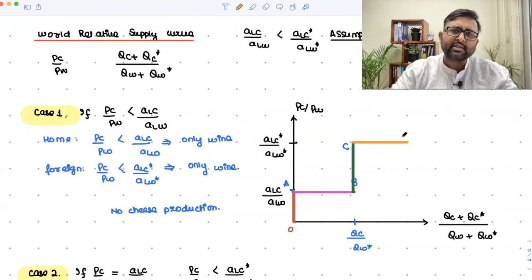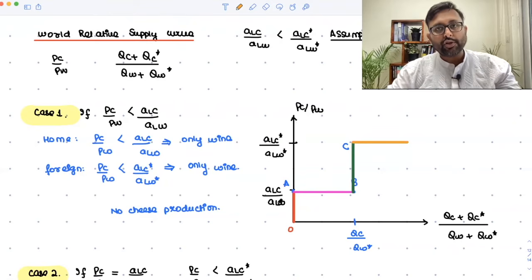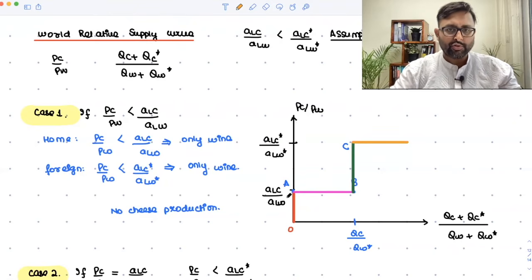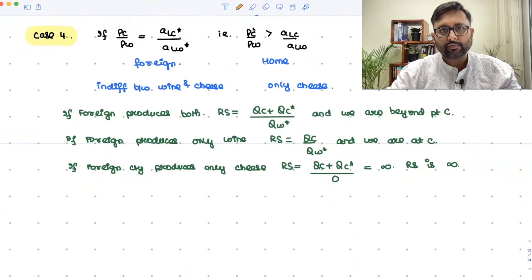And the last case is simple. If PC by PW is equal to ALC by ALW star, you can be here at this orange part. But if PC by PW is greater than ALC star by ALW star, then it is definitely greater than ALC by ALW also. So the relative price of cheese is greater than the opportunity cost of cheese in foreign. So foreign will be producing only cheese. The relative price of cheese is naturally greater than ALC by ALW, the opportunity cost of cheese in the home. Home will also be producing only cheese, right?